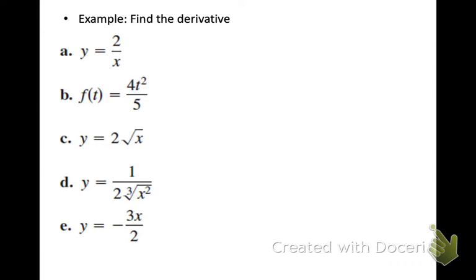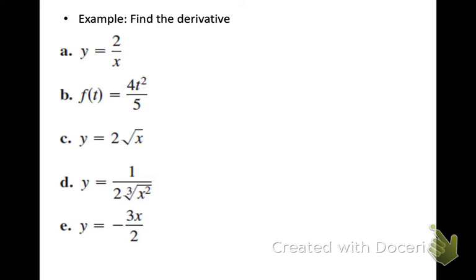Okay, so on your assignment, it has a bunch of problems and it has columns. And it says rewrite, derivative, simplify. Okay, that's what we were doing. Do not worry about the columns. Just do the problem, okay?